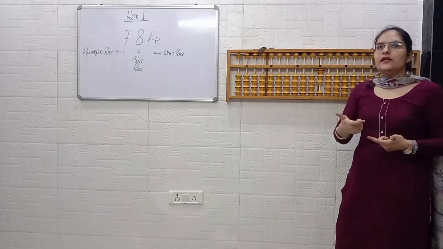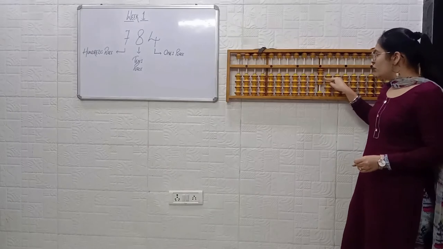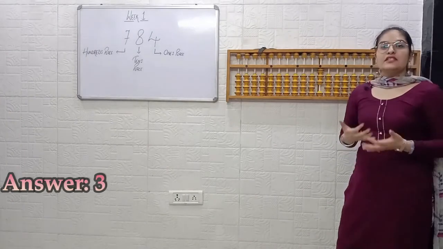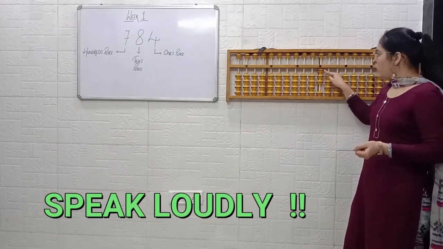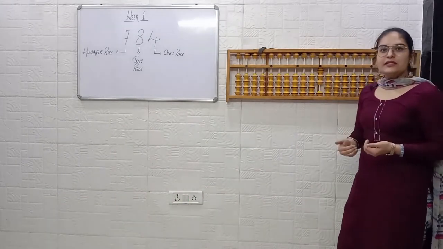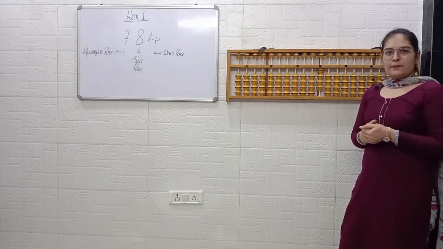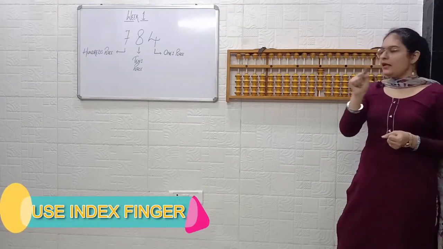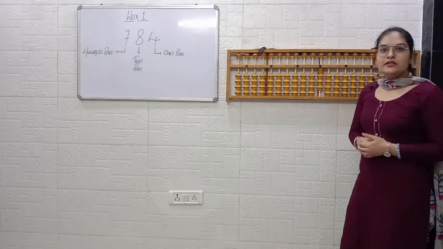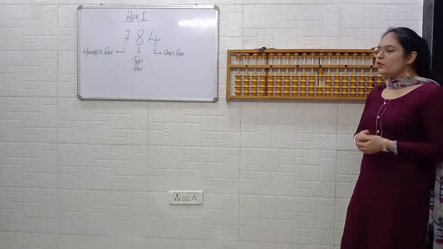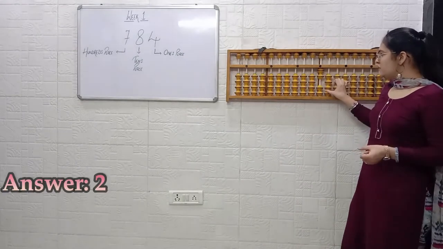Next, now you will tell me the answer. Hurry up. Answer is 1, 2, 3. Answer is 3. Just be loud. Jitna aap loud bol ke karoge, utna hi aap quickly answer de paoge, right? So, 1, 2, 3. Answer is 3. Okay. Next. Hurry up. Use your index finger. Touch it on the screen and then give me the answer. 1, 2, 3, 4. Answer is 4. Okay. Now, tell me what's the answer? 2. 1, 2. Answer is 2. Okay, next.